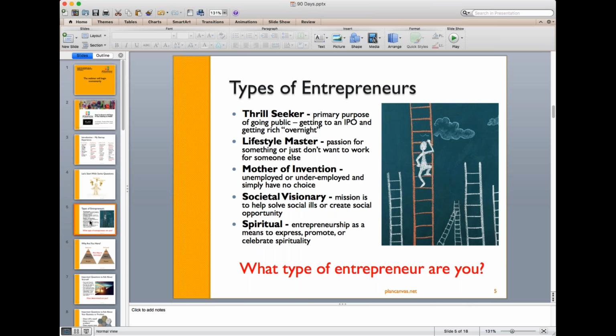So you need to ask yourself, what type of entrepreneur are you? Because some of the actions that you'll take are going to be dramatically different depending on the type that you are. Now, you may have characteristics of many or even all of these types, but there should be one that's kind of central to who you are.